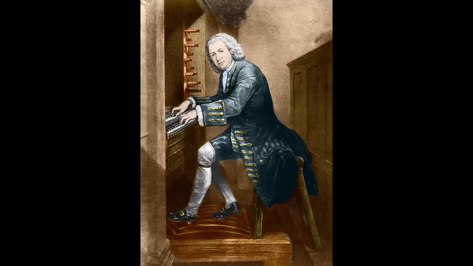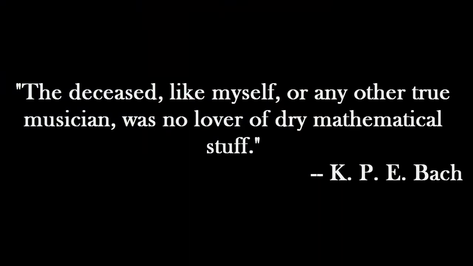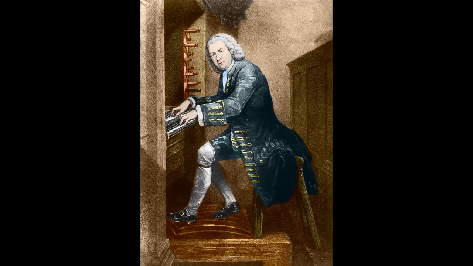How often have you heard it said, Bach is the most mathematical of composers? This characterization persists, even though no less of an authority than Bach's son, Emmanuel, wrote to his father's first biographer, Forkel, quote, "The deceased, like myself or any other true musician, was no lover of dry mathematical stuff. In composition, he always proceeded straight to what was practical and omitted the dry species counterpoint as given out by Fuchs and others." That's a quote from Bach's son, Emmanuel. Notice how dry mathematical stuff and dry species counterpoint are identified as similar.